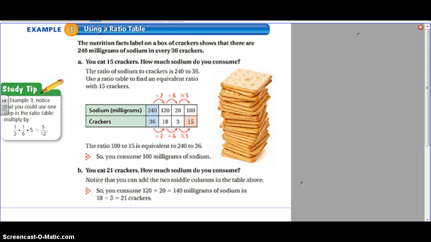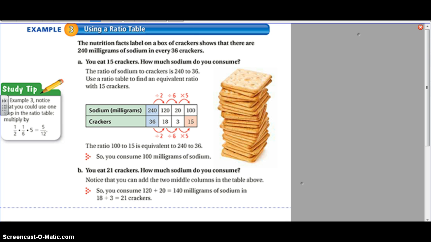The ratio of sodium to crackers is 240 to 36. Use a ratio table to find an equivalent ratio with 15 crackers. So you're setting up the same ratio table that we have been doing before. The noticeable change is that you start out with crackers with 36 in the pack, but you want to go lower. You want to find out what it is if it's only 15. So you've got to bring that number down. So you start with 240 to 36.